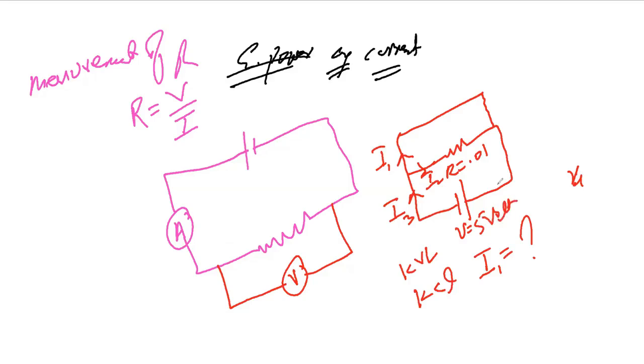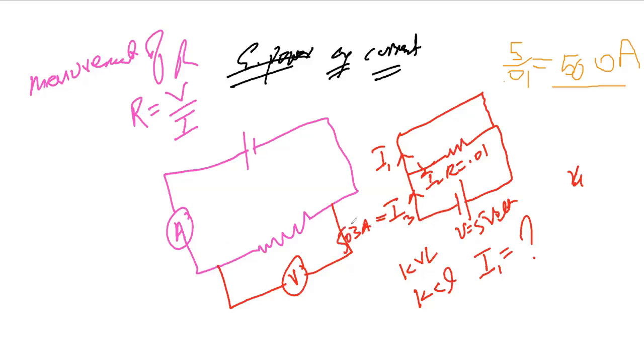So I is 5 divided by 0.01, which equals 500. So I2 is 500, good. So if I2 is 500, let's say I3 is given to you as 3 ampere. How can it be 3 amperes? It has to be greater than 500. Sorry, that is 503.